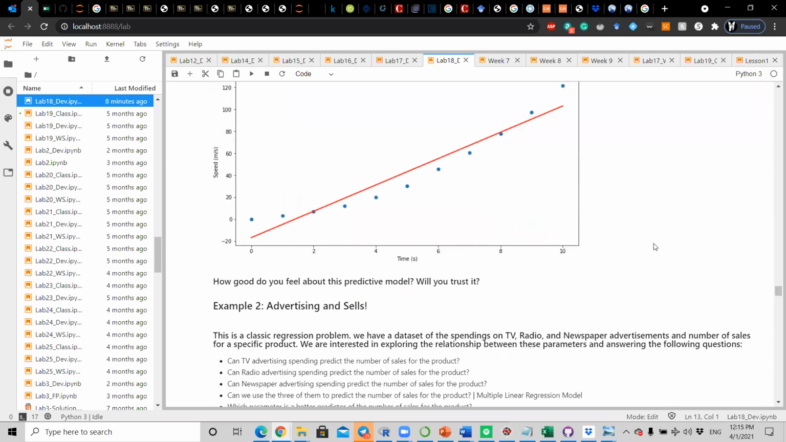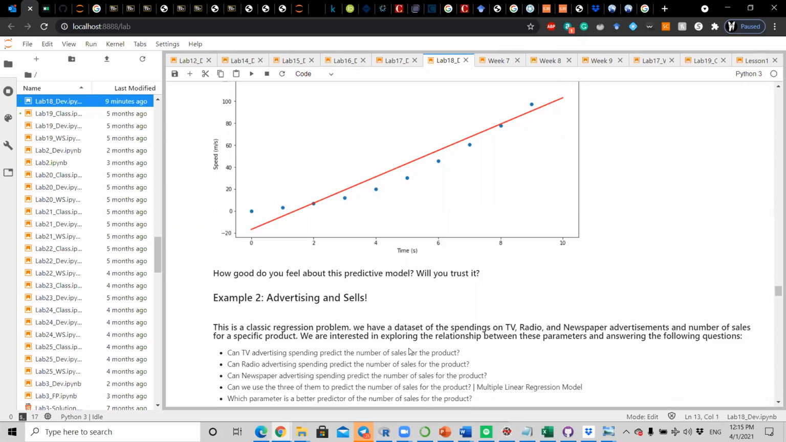Example 2, advertising and sales. This is a classic regression problem. We have a data set of the spendings on TV, radio, and newspaper advertisements, and a number of sales for a specific product. We are interested in exploring the relationship between these parameters and answering the following questions.